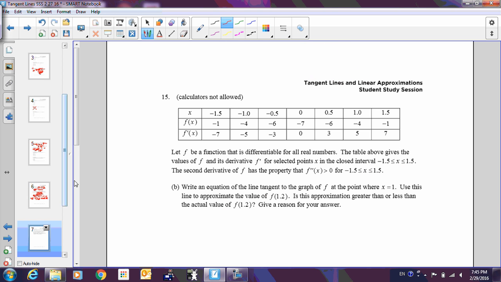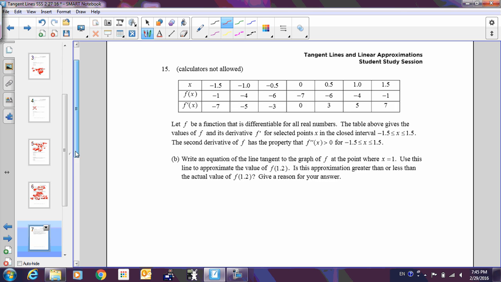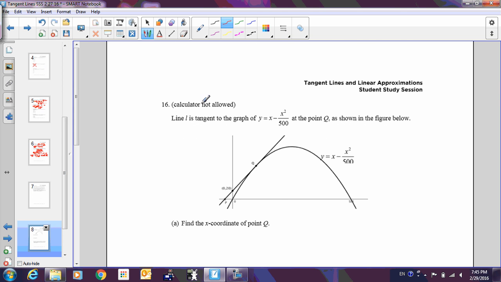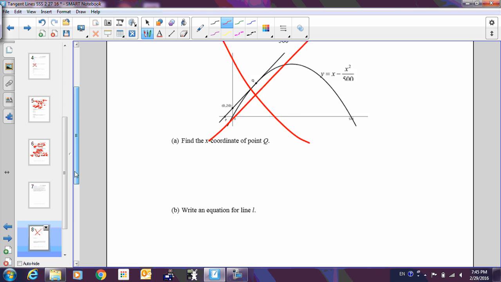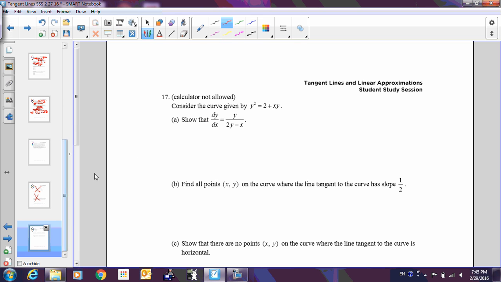Okay, if you turn the page, you have 15. This is a table problem. You're going to do this one on your own, okay? And then on 16, I'm going to allow you to skip this whole problem. Parts A, B, C, all of that. Again, it's not a bad problem. It's just that this packet's a little lengthy. And then 17 you're going to do on your own. Okay? All right.